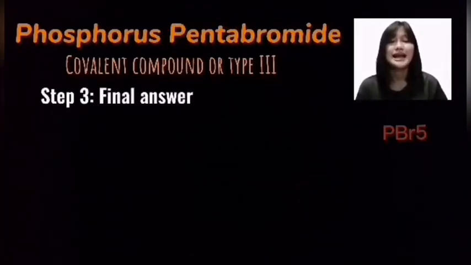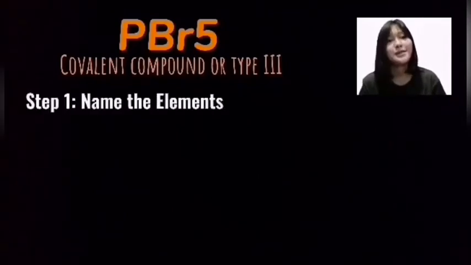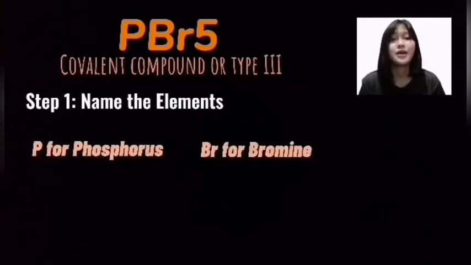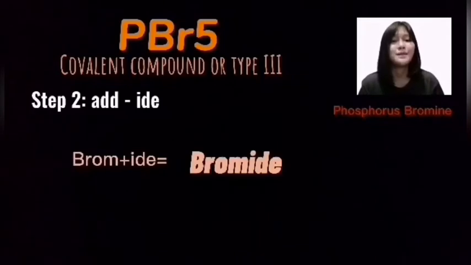Write the symbols and atoms all together, so the answer will be PBr5. In naming elements, since it is a covalent compound, it must include prefixes. Step 1. Name the elements. P is for phosphorus, then Br is for bromine. Step 2. Change the second element's name by getting the root and adding IDE to its end. So bromine plus IDE is bromide.